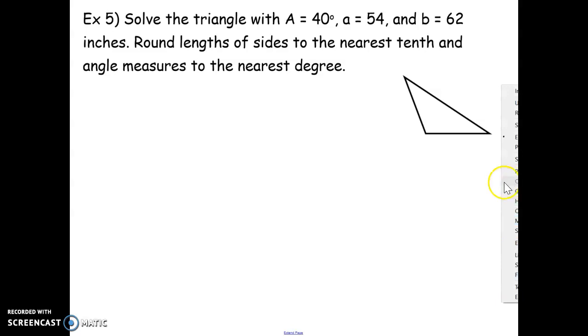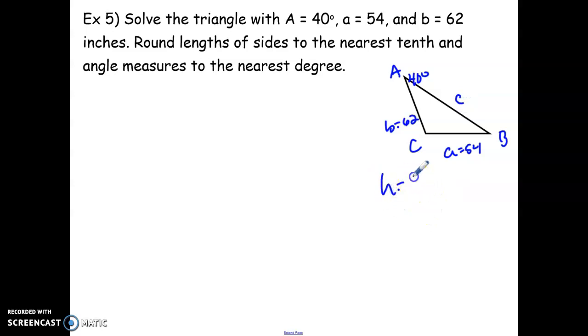So this time I have A, which is 40 degrees. Don't know B, don't know C. Side A is 54. Side B is 62. We don't know side C.